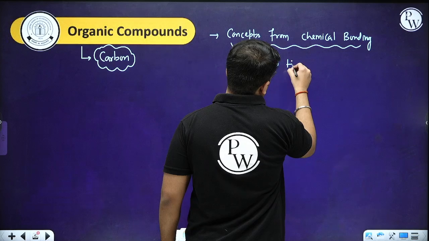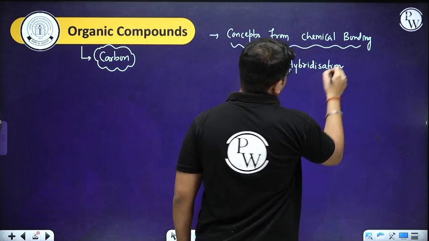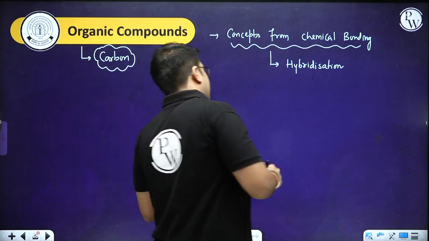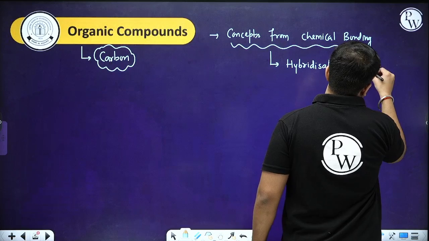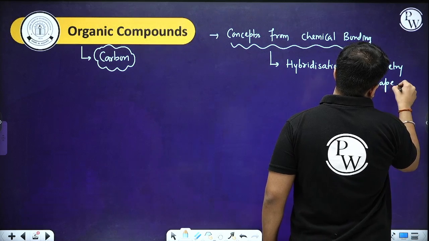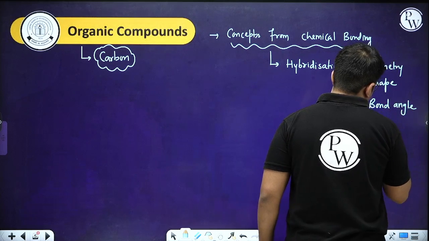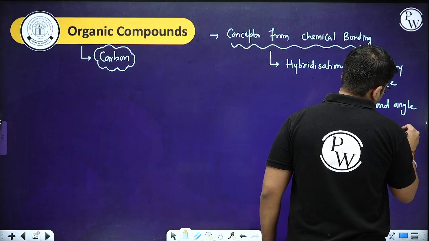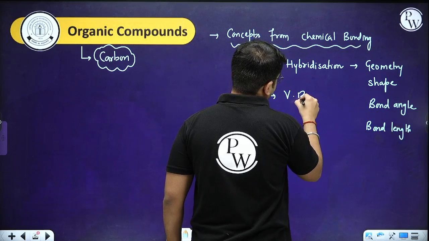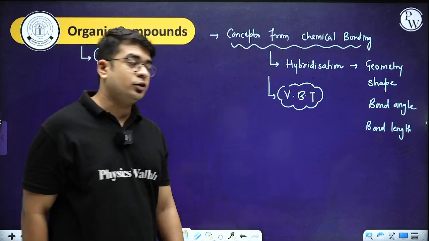The first part is the concept of hybridization. If you know the hybridization, you know the orbitals involved in the hybridization, you know the actual geometry, you know the actual structure. Hybridization gives us the idea about the geometry as well as the shape, and also talks about the concept of bond angle and bond length. In the same way, the next part is VBT, which is your valence bond theory.